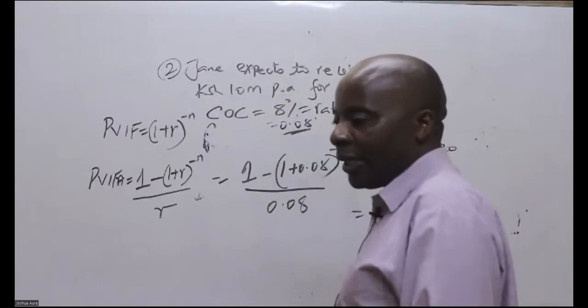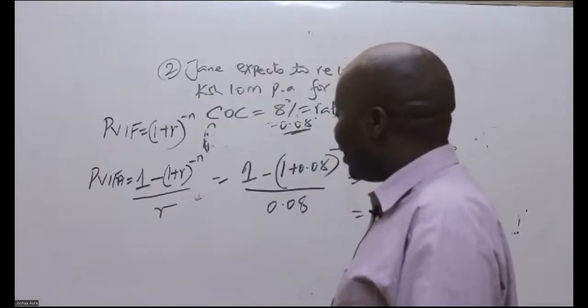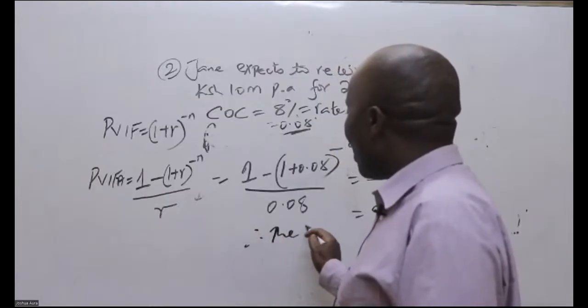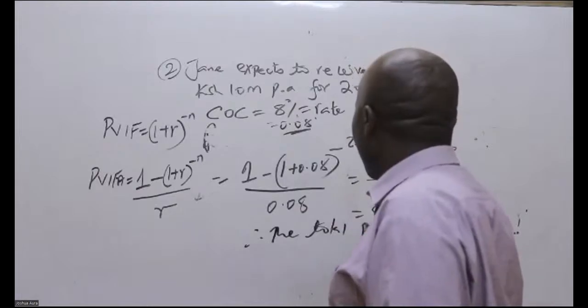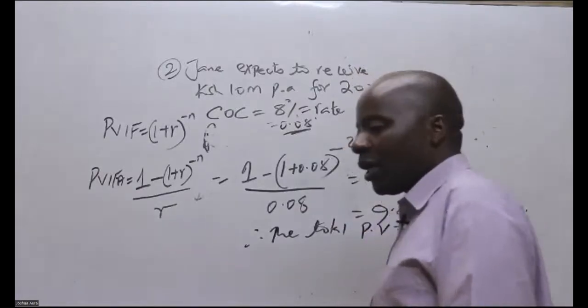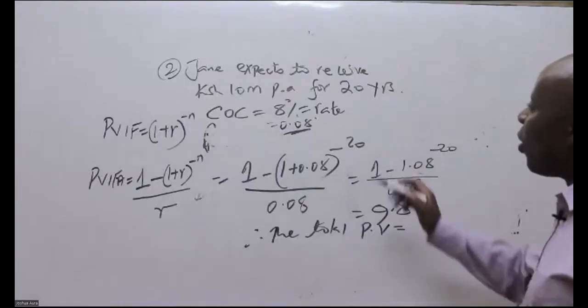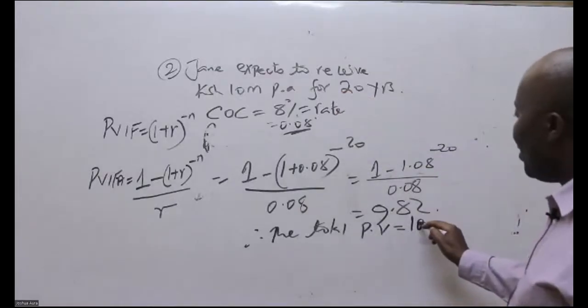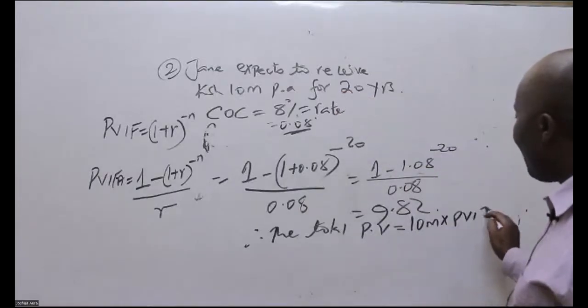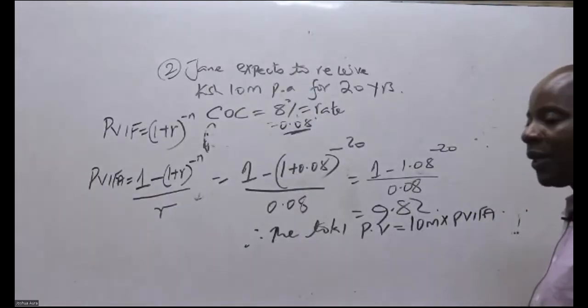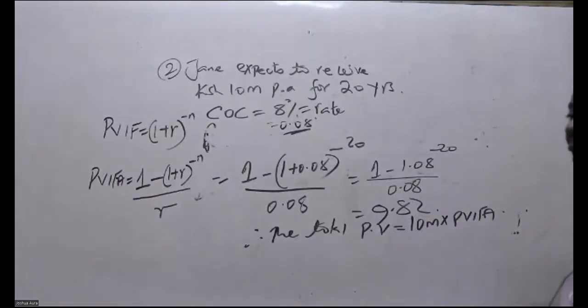So according to Adhiambo, this is 9.82. And therefore, the total present value will be the 10 million this lady will be getting times PVIFA.